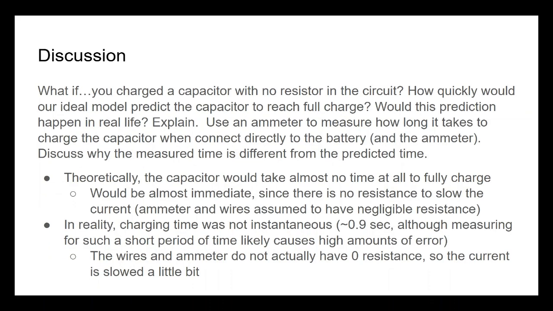Just as a quick discussion, if we charge the capacitor with no resistor in the circuit at all, we expect almost instantaneous charging time, since there's really nothing to slow the current down. There's really no resistance. In reality, it was fast, but not as fast. Although there was some error because the current is slowed a little bit by the actual resistance from the wires and the ammeters that they exhibited.